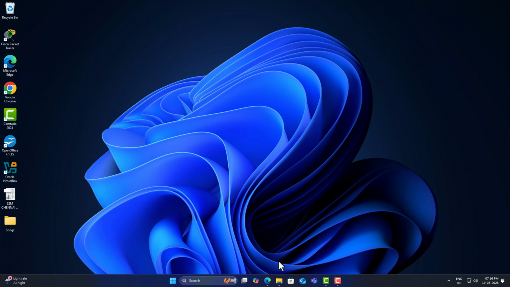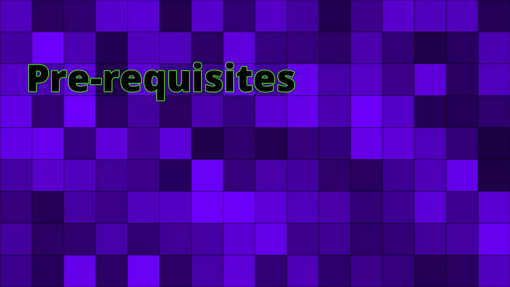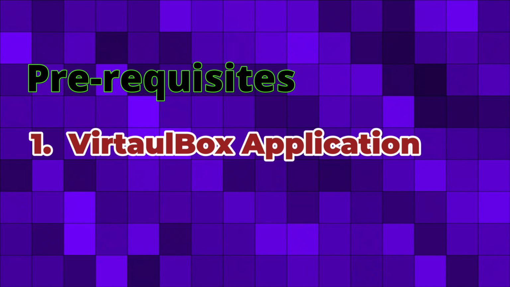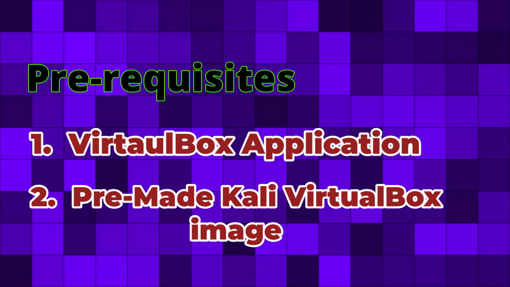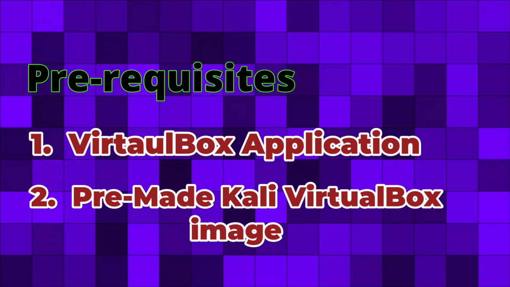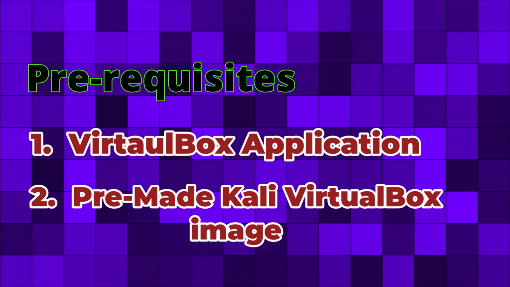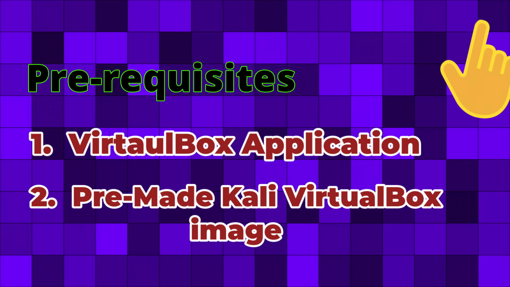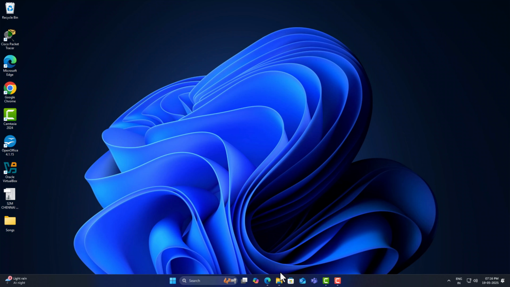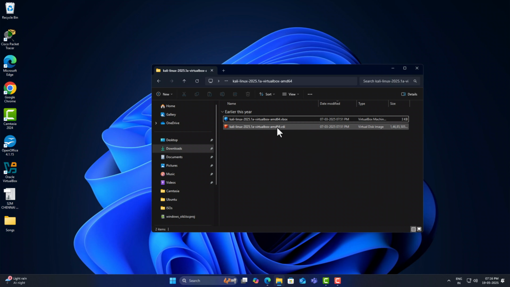In this video, I am going to show you how to set up Kali Linux in VirtualBox in under 3 minutes. We have some prerequisites for this video. Number 1, VirtualBox must be installed, and the second one is a pre-made Kali VirtualBox image. To download the pre-made Kali VirtualBox image, please check out the video mentioned in the I button. I already downloaded the file here in the location.